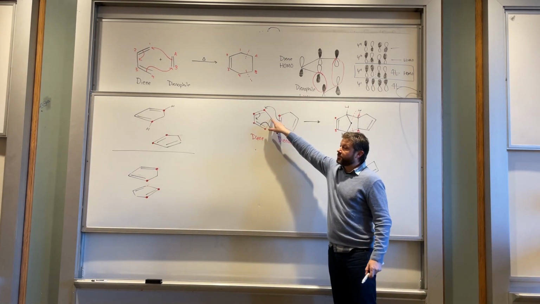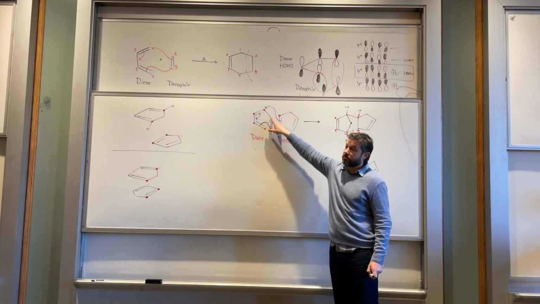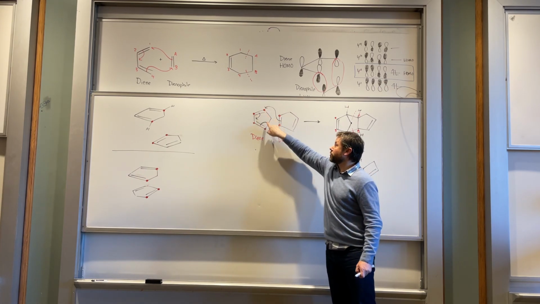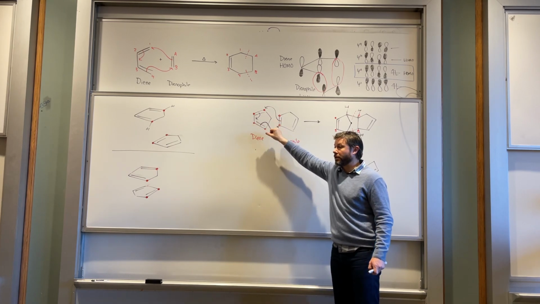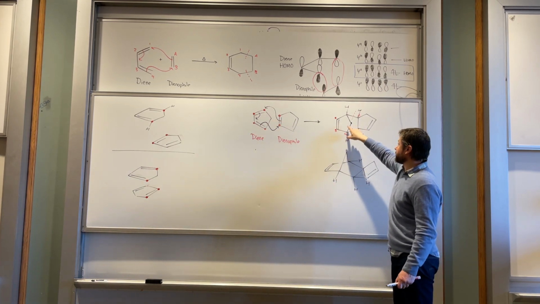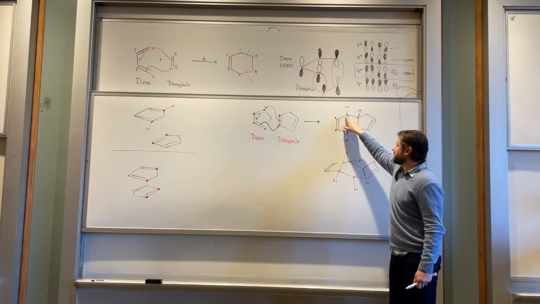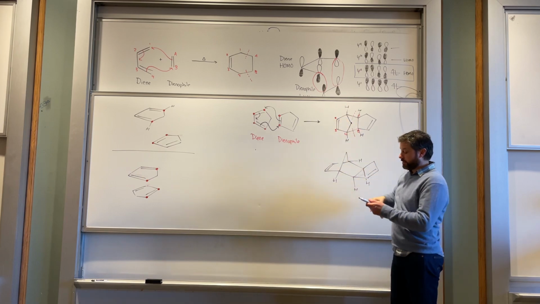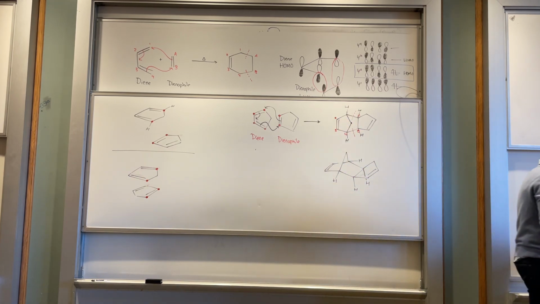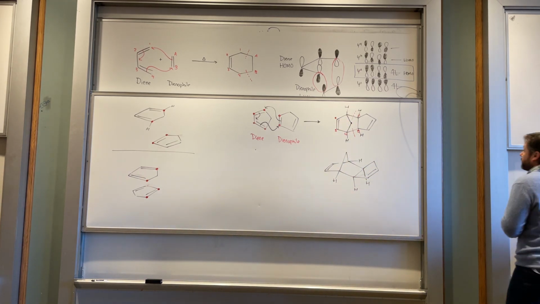Because this carbon's still attached, right? So if it's attached to carbons 1 and 2 in the starting material, and we're not breaking any of those carbon-carbon bonds, it has to be attached to carbons 1 and 4. It still has to be attached to carbons 1 and 4 in the product, right? So the original 5-membered ring. Let's see if I can draw this a little better.